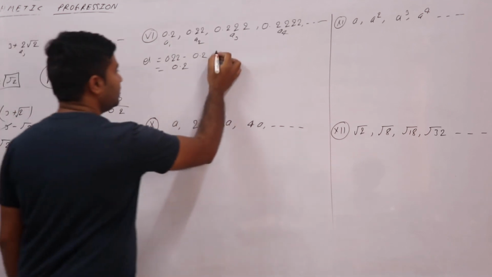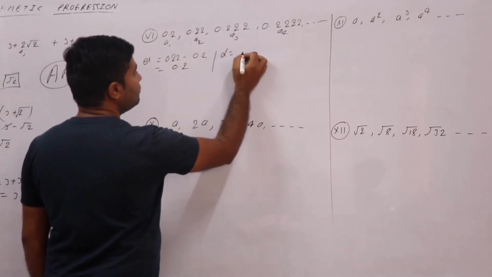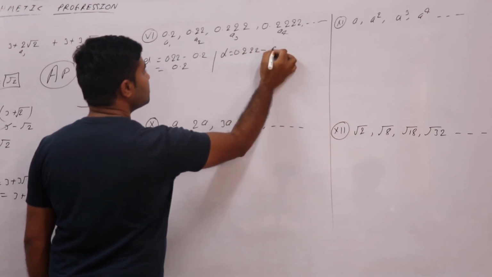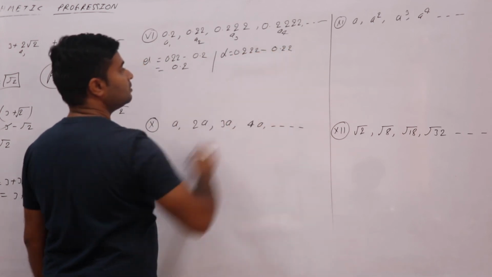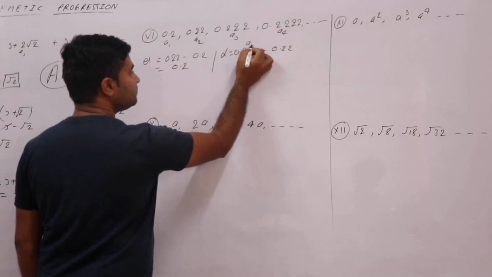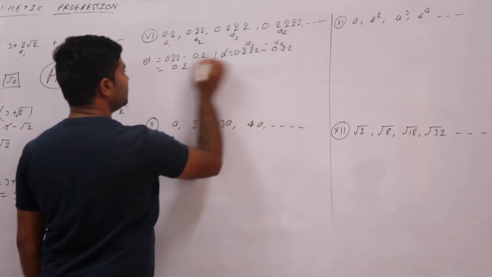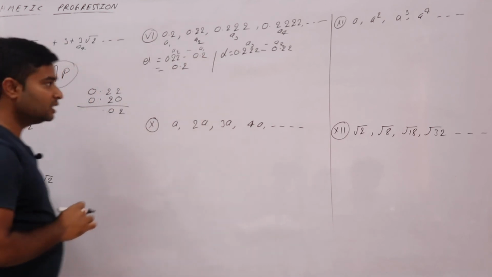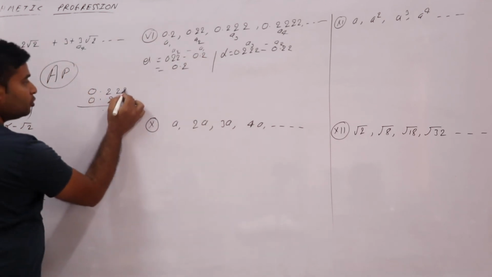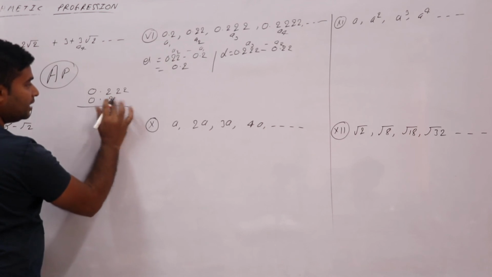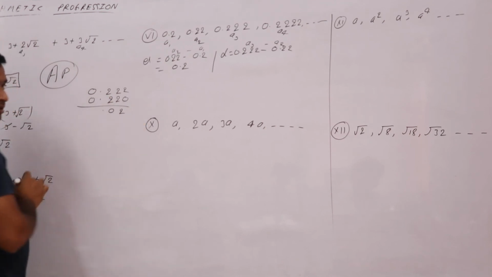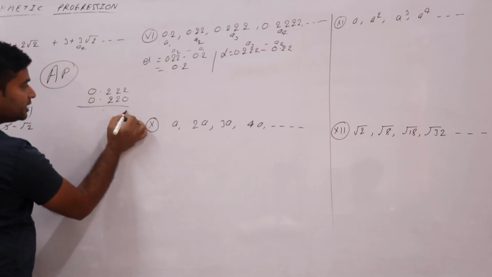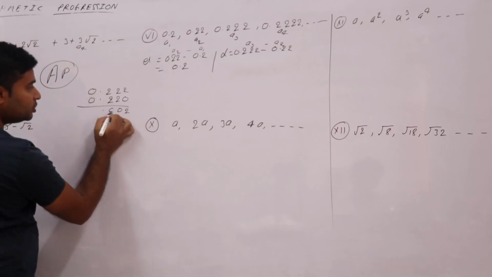Acha, next, again find D. D is equal to 0.222 minus 0.22. Getting? A3 minus A2, and this is A2 minus A1. True? Now we require 0.222 and 0.220. Yes? Now see, subtract. Point, this is 2 0 0. How much do you get here?